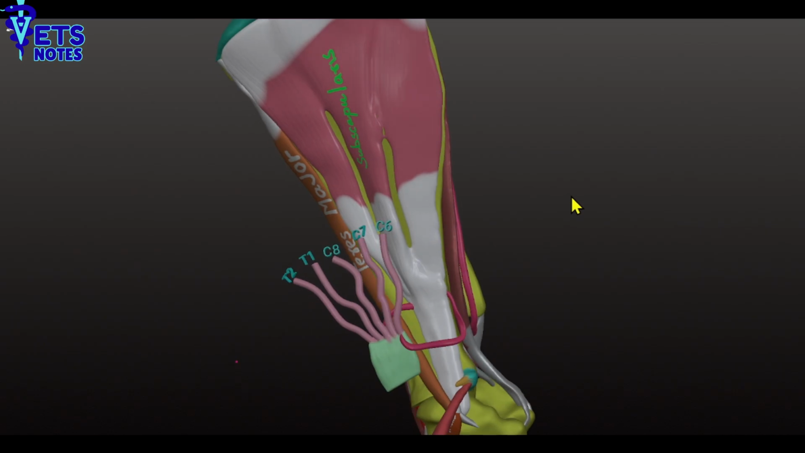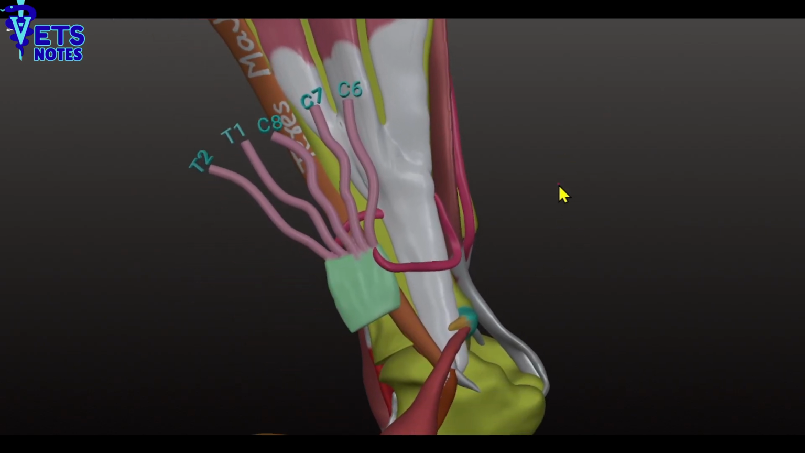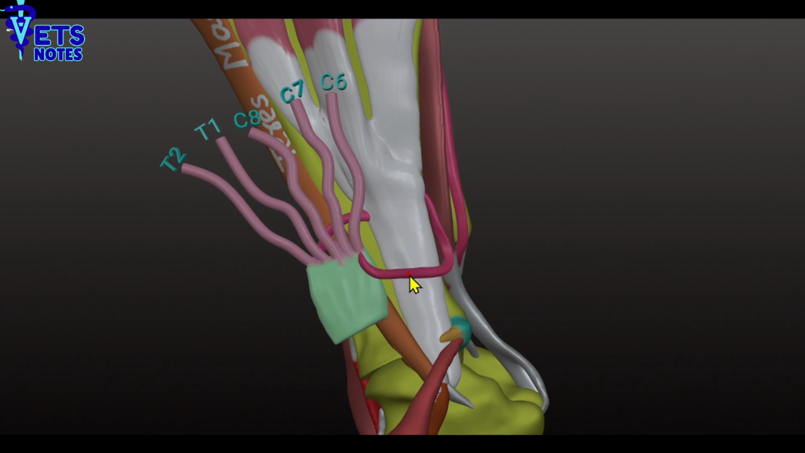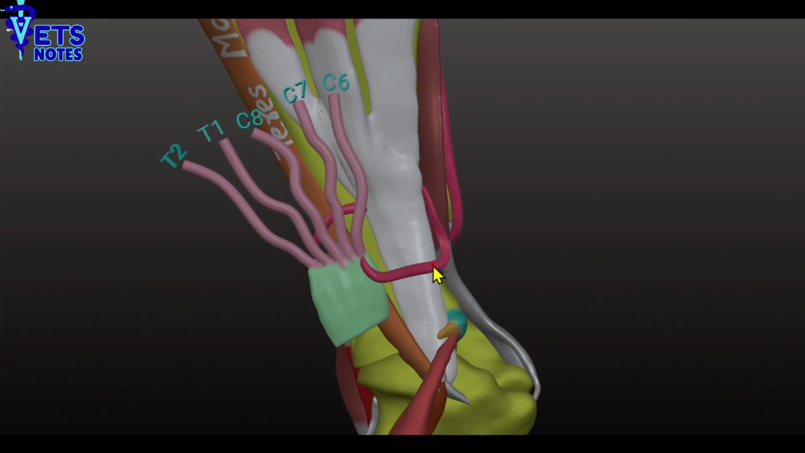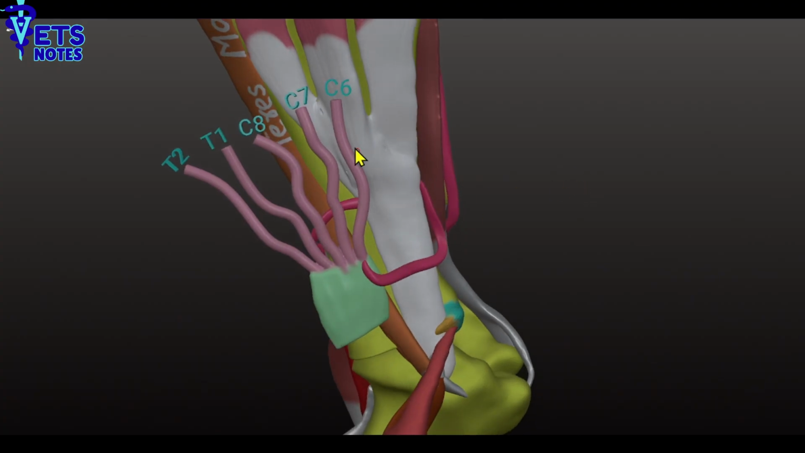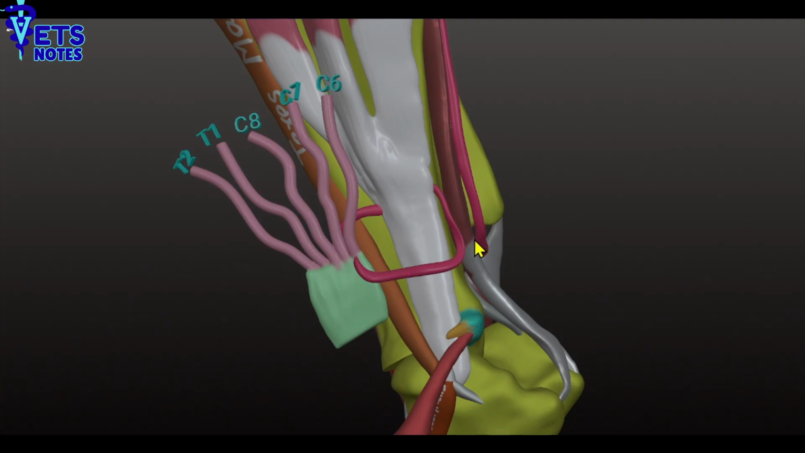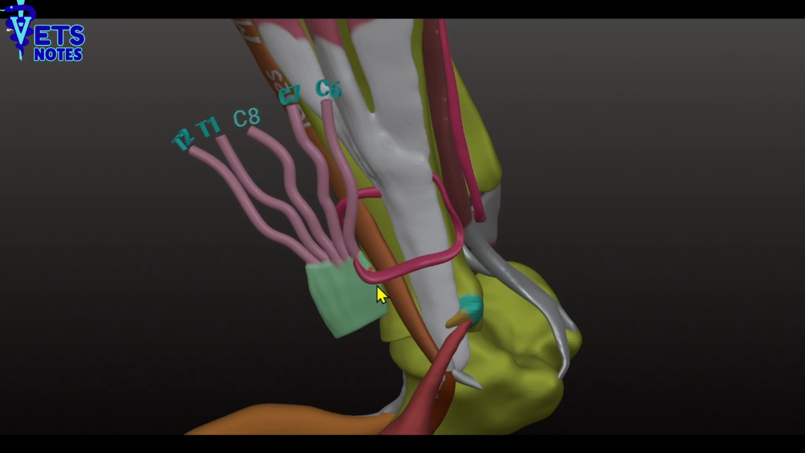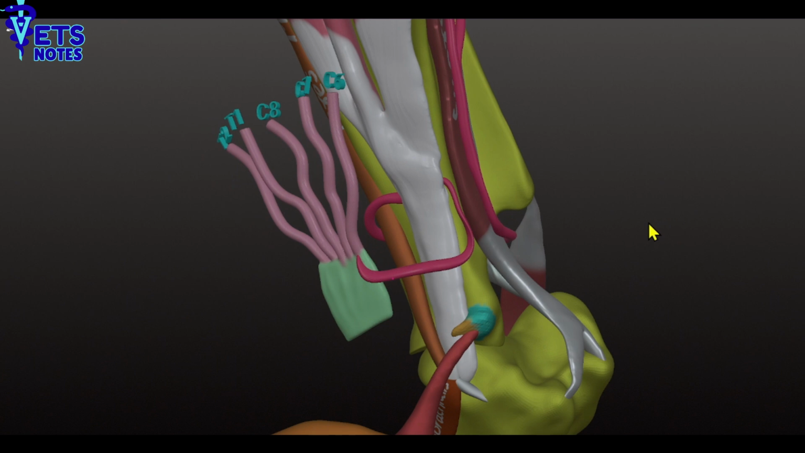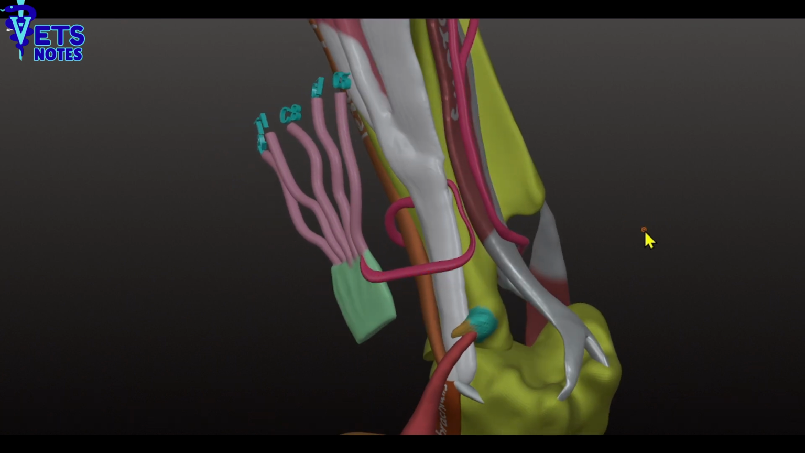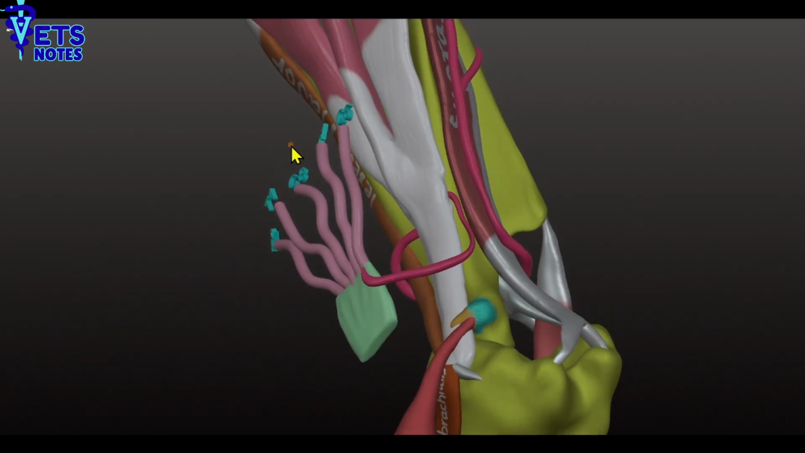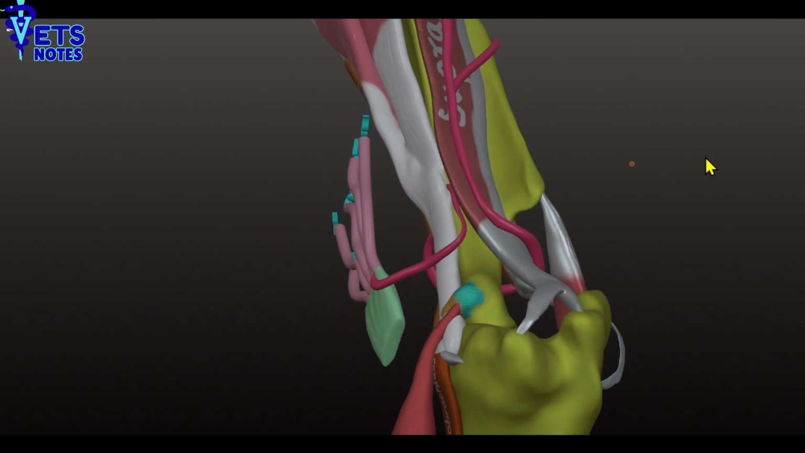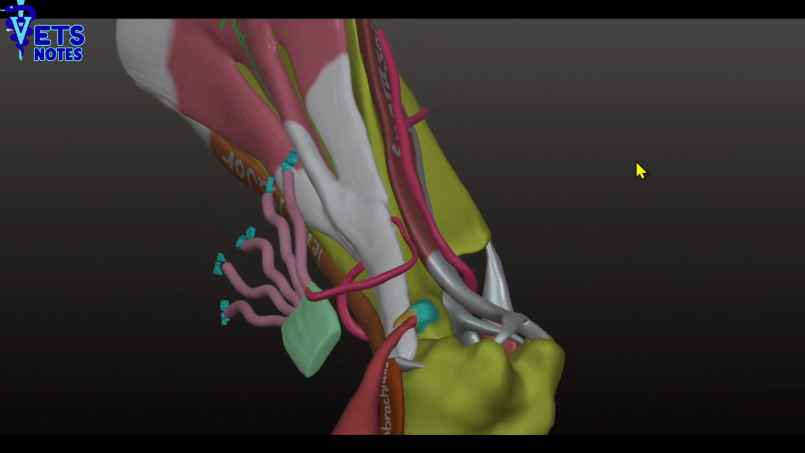Now if you see the origin, this is the brachial plexus, this is the suprascapular nerve. The fibers of the suprascapular nerve originate from the 6th cervical spinal nerve and 7th cervical spinal nerve. The nerve originates from the cranial aspect of the brachial plexus. After origin, you can see the nerve is moving like this. Now the nerve passes between two muscles, subscapularis and supraspinatus muscle.